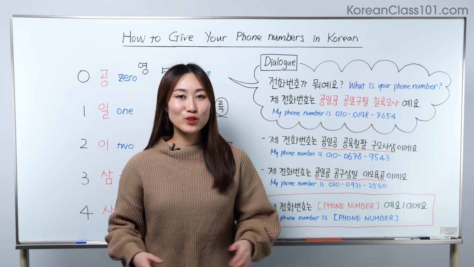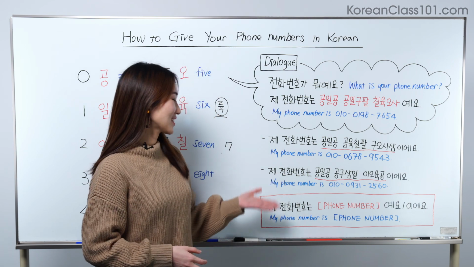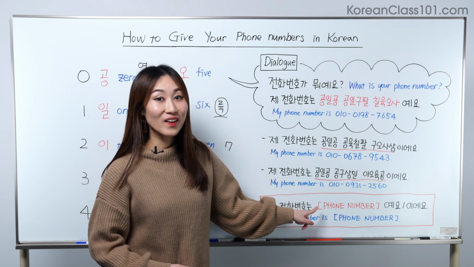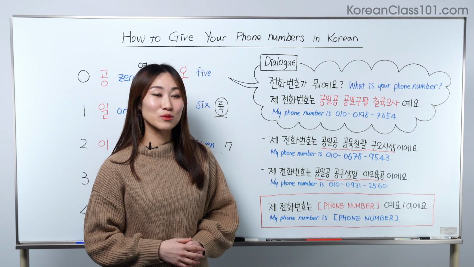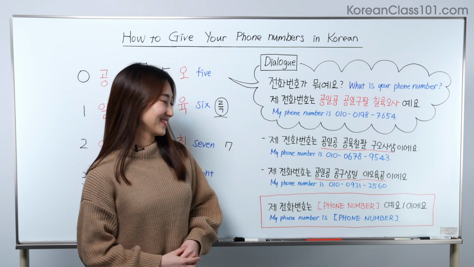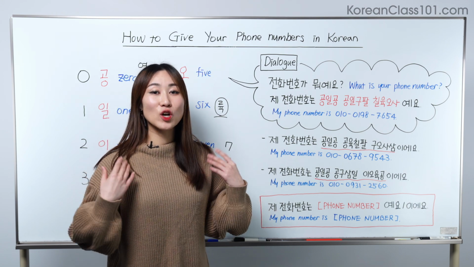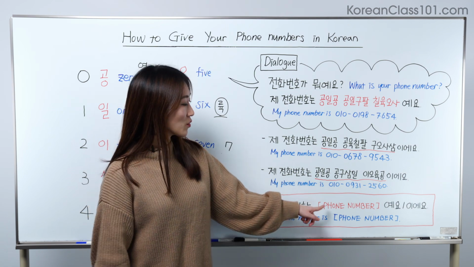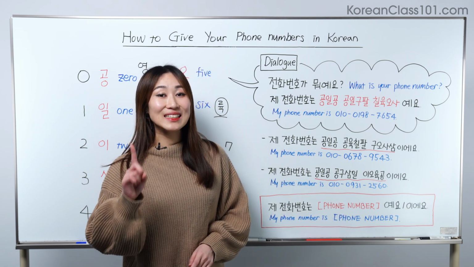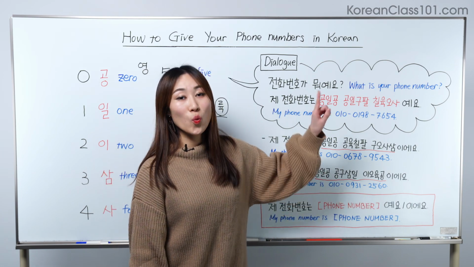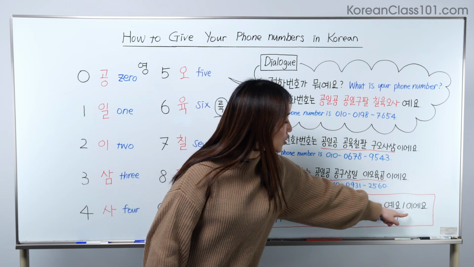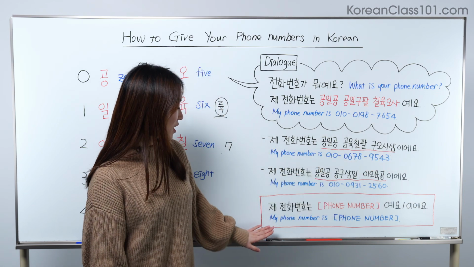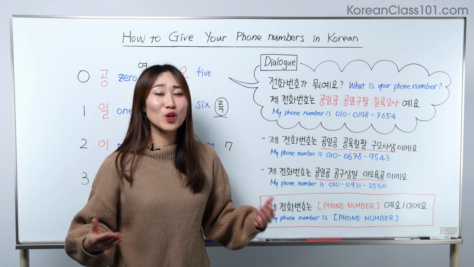In the dialogue and examples, you probably noticed a pattern here. Yes, I kept using the same pattern. 제 전화번호는, and say the phone number, and 예요 or 이에요, which means my phone number is such-and-such. 제, again, means my. It's a humble way to say my. 전화번호, phone number, and 는, topic marking particle, and your phone number, and say 예요 or 이에요. 예요 is used when the last syllable ends with a vowel. 이에요 is used when the last syllable ends with a consonant, such as 삼.